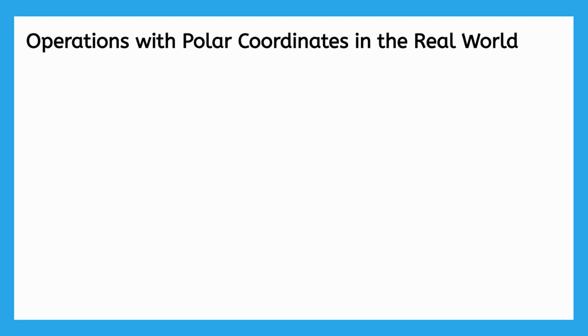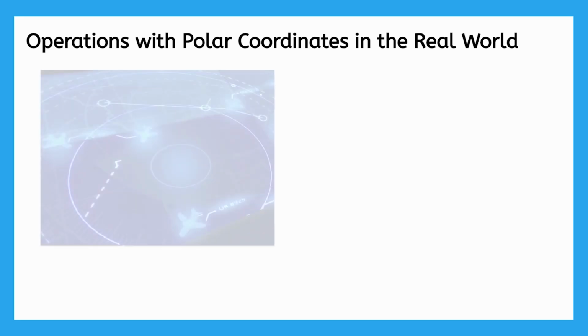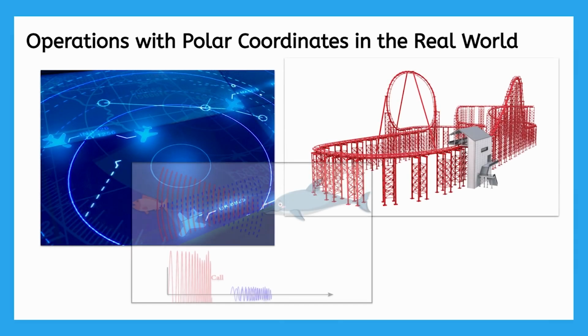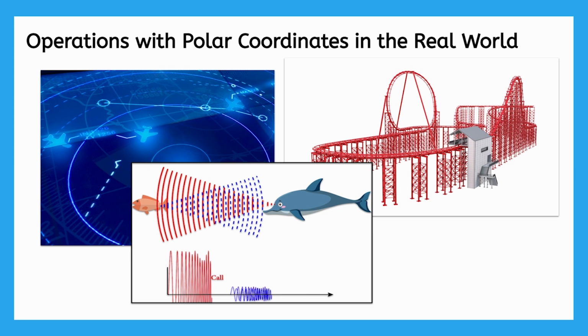Operations with polar coordinates are used in the real world to work with systems that involve circular or rotating motion, like radar tracking, designing roller coasters, and mapping out sound waves. Polar coordinates make it easier to calculate positions and movements around a central point, which is especially useful in fields like engineering, navigation, and physics.